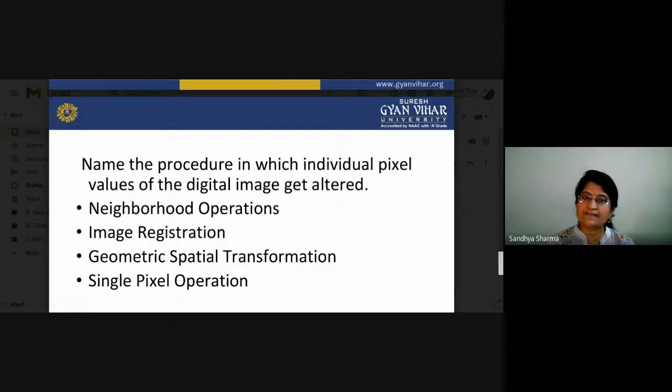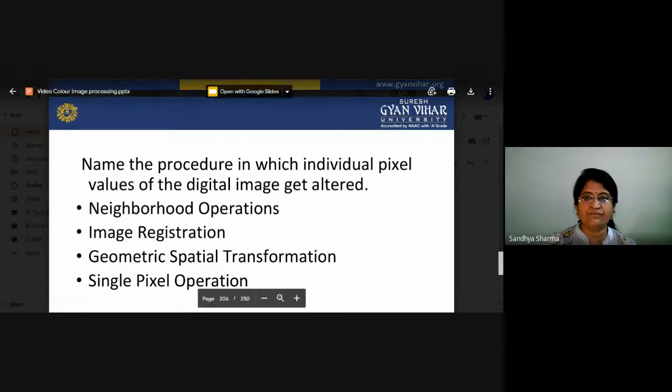In our next session, we will discuss frequency domain filtering. What is frequency domain filtering and how will it work?